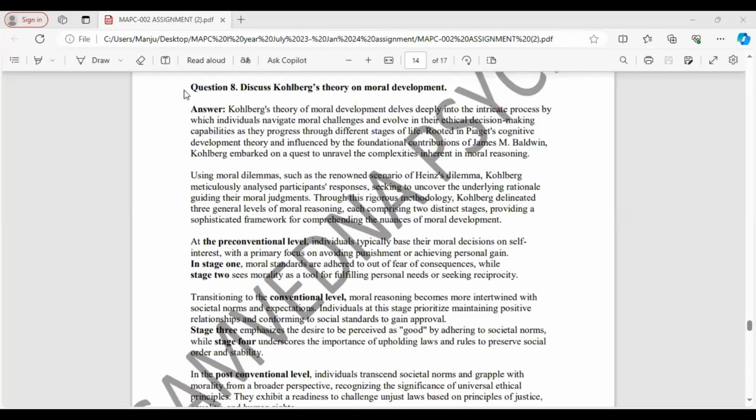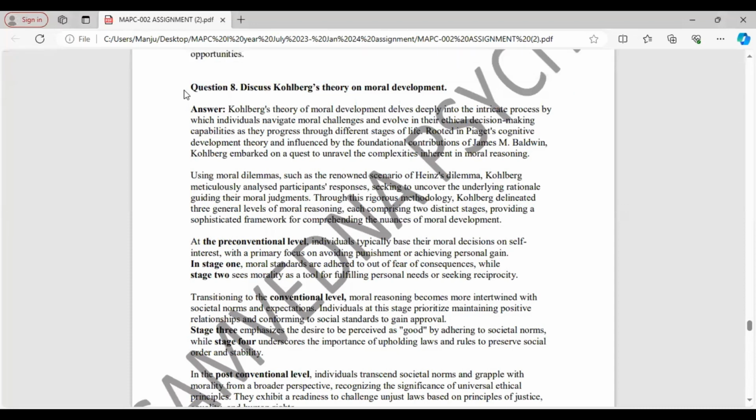Question 8. Discuss Kohlberg's theory on moral development. Kohlberg's theory of moral development delves deeply into the intricate process by which individuals navigate moral challenges and evolve in their ethical decision making capabilities as they progress through different stages of life.